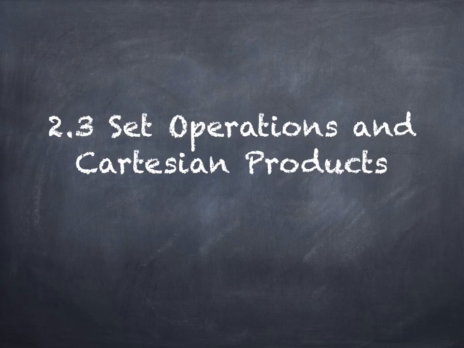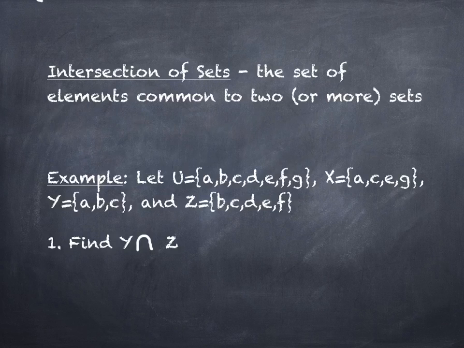All right, today we're going to take a look at section 2.3, which is set operations and Cartesian products. Cartesian products actually is a set operation. The section title differentiates them, so I did as well, but it's actually one of the set operations that we're going to be describing. All right, the first one that I'm going to talk about is intersection of sets.